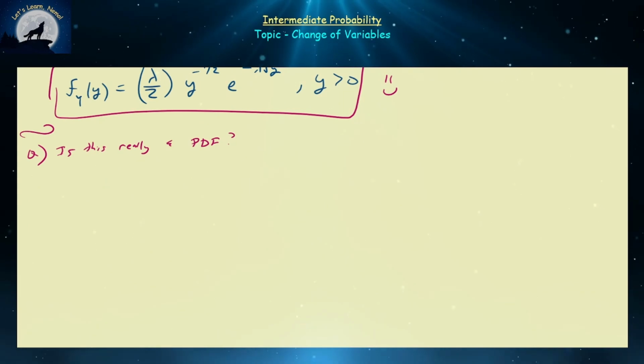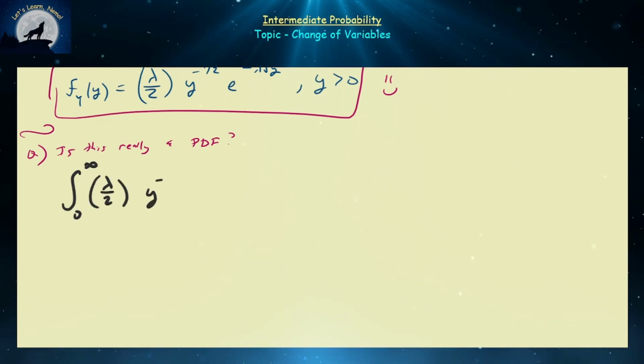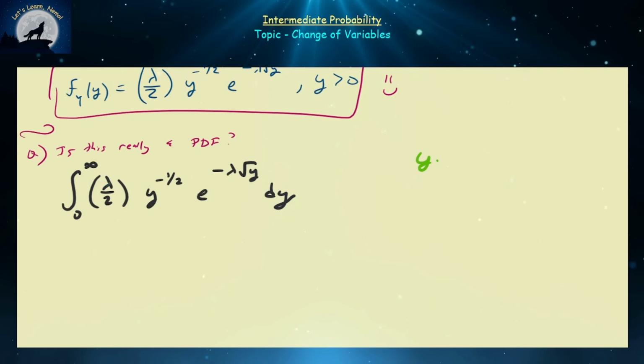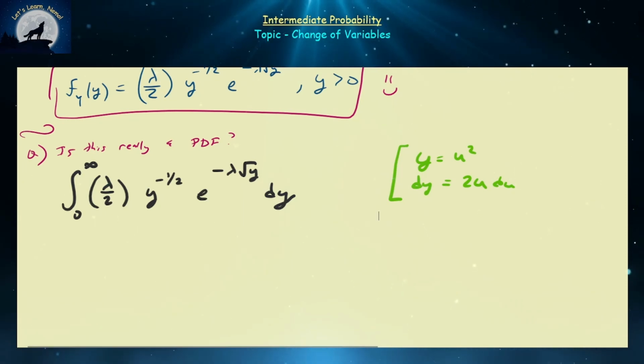But let's see if we can find the integral and see if it's still equal to 1. So the integral from 0 to infinity of our new, hopefully, density function, y to the minus 1/2, e to the minus lambda square root of y, dy. What I'm going to do is use a u substitution. y is equal to u squared, so dy will be equal to 2u du, and you should be able to see that the limits, 0 and infinity, are not going to change here.